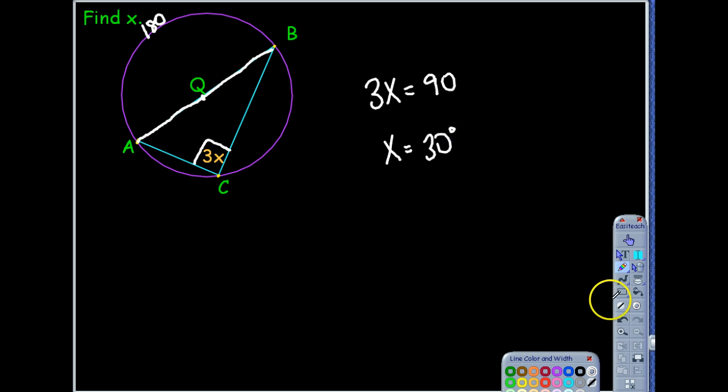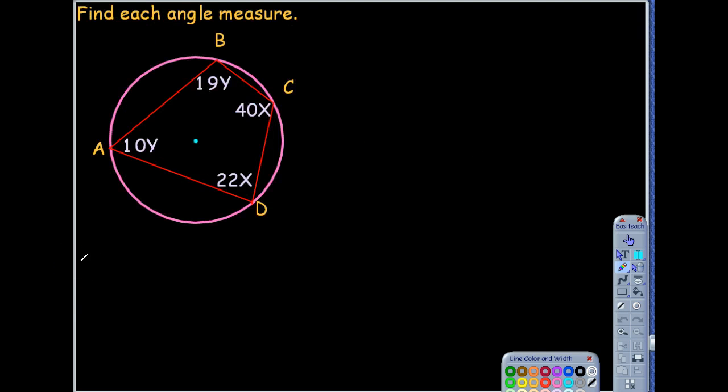Oh, sorry, it's not degrees. It's just x. So x is 30. All right, one more example. It says find each angle measure. Now, what are you seeing here?